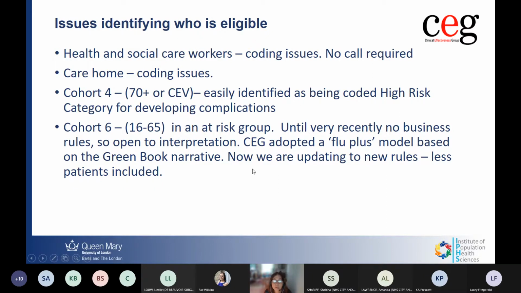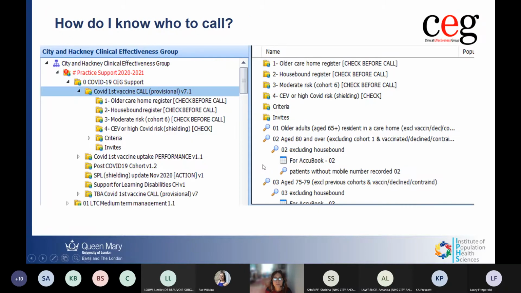I'm going to show you the searches, and I'm also going to highlight the issues around pregnancy and also the issues around asthma when I come to showing you the searches. So how do you know who to call? Well, I'm hoping that all the practices in City and Hackney are using our CEG searches rather than the EMIS searches. And just to flag up again, you'll find them in the practice support folder, and under the first one, which is Zero COVID-19 CEG support.